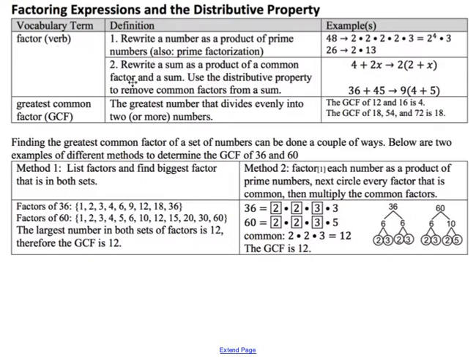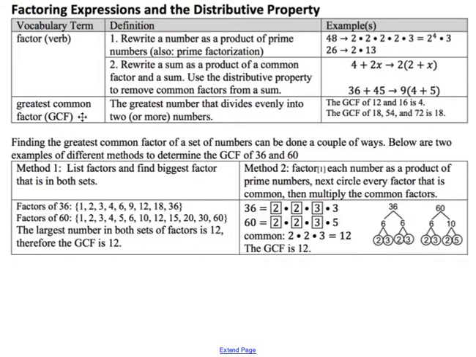Factor also means to rewrite a sum as a product of a common factor and a sum. Use the distributive property to remove common factors from the sum. For example, 4 plus 2x, because both of these numbers are divisible by 2, I could write it as 2 times parentheses 2 plus x. Also, 36 plus 45, 9 goes into 36 and 9 goes into 45. It's the greatest common factor. So I can do 9 times 4 plus 5.